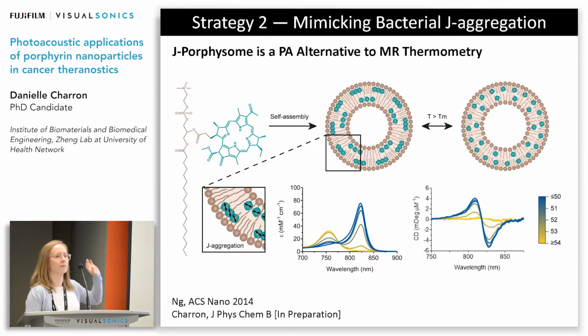We're using DSPC lipids, which have a transition temperature of 52.5 degrees. And from 52 to 53 degrees, we see the signal switch over. This is what we'll be showing later this afternoon, so I won't give the photoacoustic data right now.